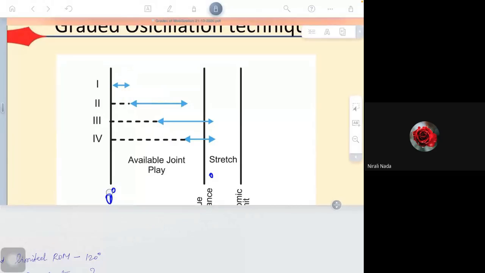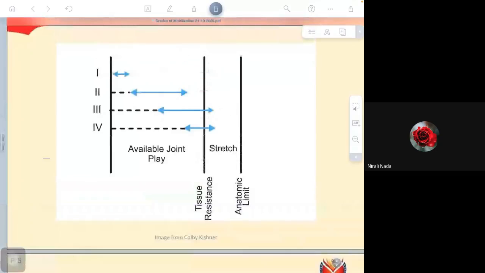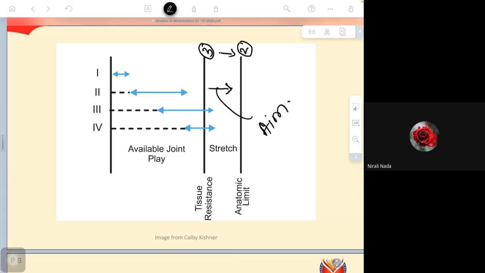Or in this diagram, what is your aim? Listen carefully, your aim is to move the line 3 towards 2. That is your aim. What will happen if this line is moving towards this line? What does it mean? It means range of motion is increased. That is your aim.